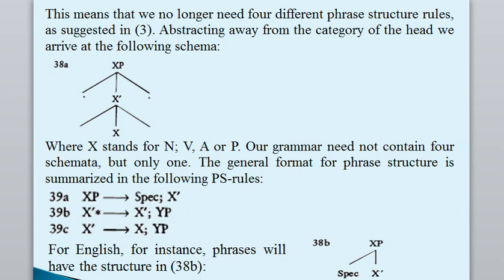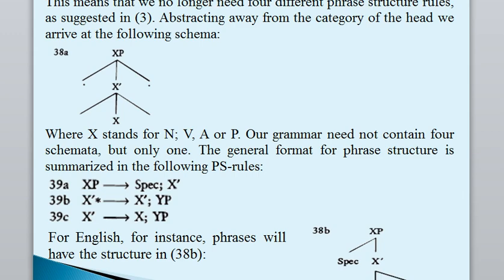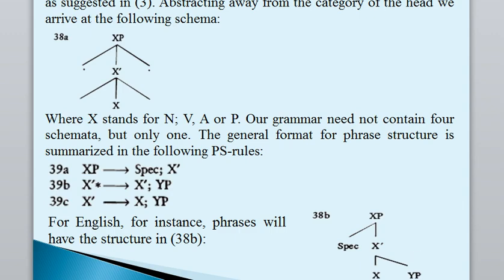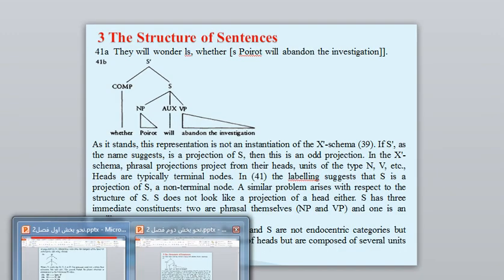For example, in English, phrases will have a structure like this one. The XP consists of the specifier and X1 bar, and then X1 bar consists of the head X and the complement YP. This is the word order of the English language. So this is the summary of what I talked about in this session. So these are the phrase structure rules.